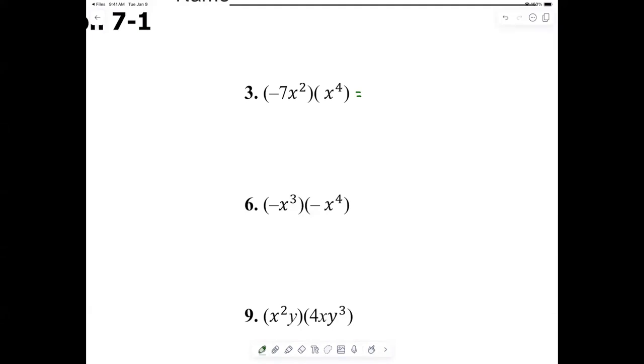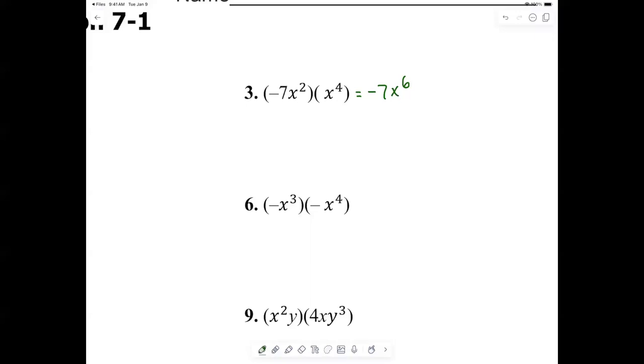Now, we have a little bit different. The reason why I say it's a little bit different is because we have a -7. Is -7 a variable or is it a number? It's a number. All right. So, Suri, what is the answer to number 3? What are you thinking? You are amazing. That is correct.